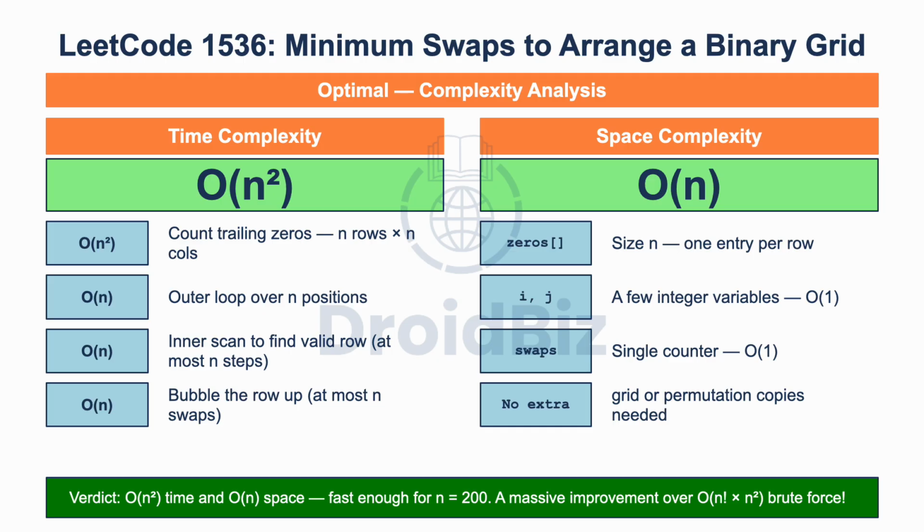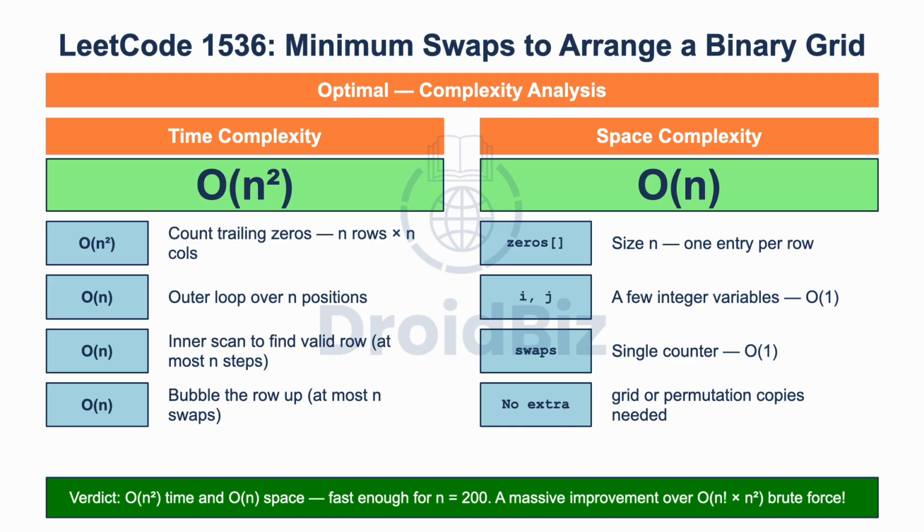Inside, the scan to find a valid row takes at most n steps. And bubbling the row up also takes at most n steps. So the inner work per iteration is big O of n. Combined, the total time complexity is big O of n squared.